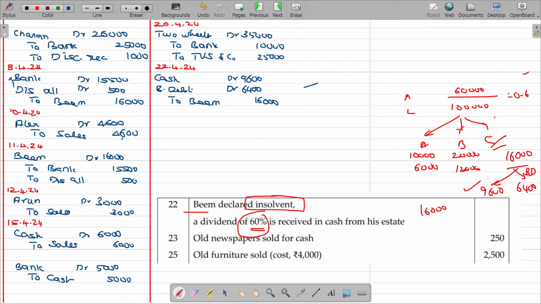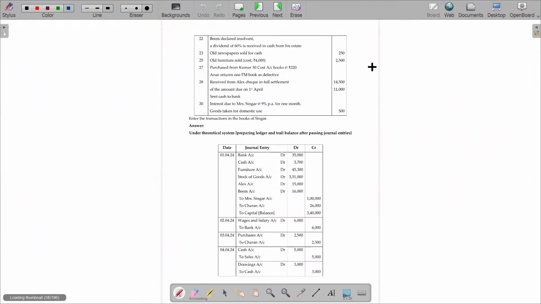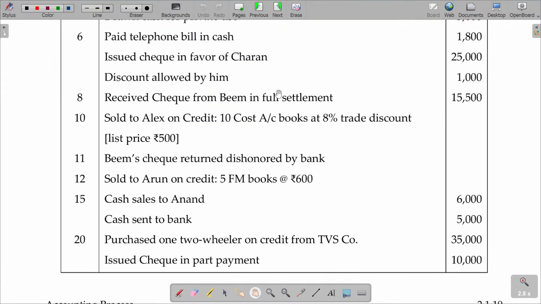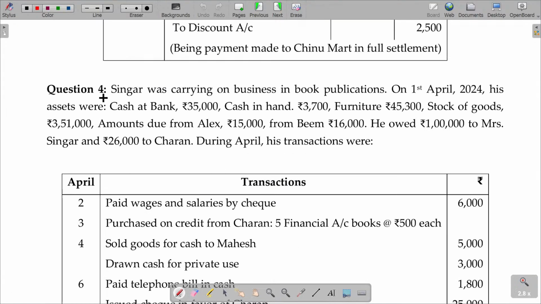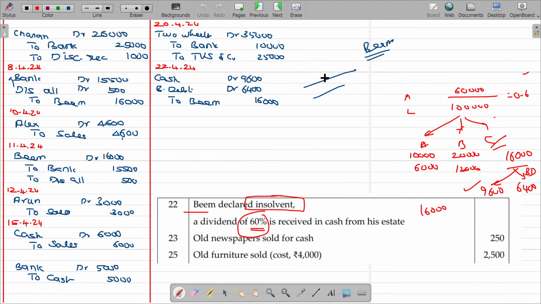What happens in the books of Beam? Okay, he says this is Singer, right? Singer. For him, Singer is a debtor, right? Beam says I paid the money to Singer. Singer account debit. The amount paid is 16,000, but he is capable of paying only 9,600. To the extent money not payable is named as what? Deficiency account. This is called deficiency account. Is that okay? Most of the time you might have seen only the bad debt entry, not the deficiency entry.